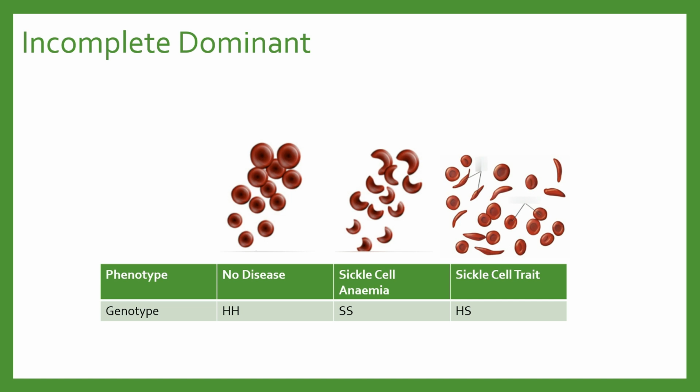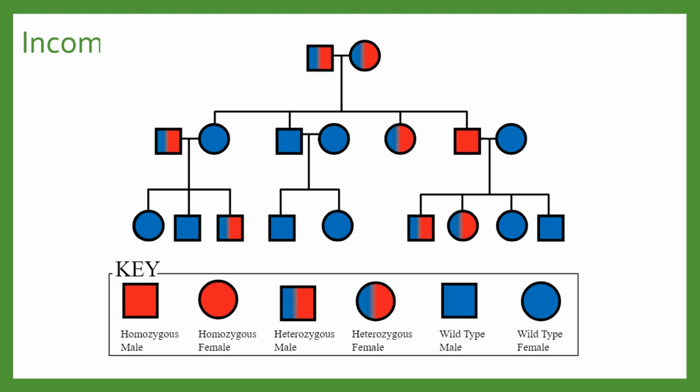So if you get two copies of the H allele, you have no disease. If you get two copies of the S allele, then you have all these misshapen red blood cells and have sickle cell anemia. However, if you get one of each, one H, one S, you have this in-between state where half of the red blood cells are normal, half have this sickle shape. So yes, you still get a disease, but a less severe form. And this would be an example of a pedigree chart showing you incomplete dominance.